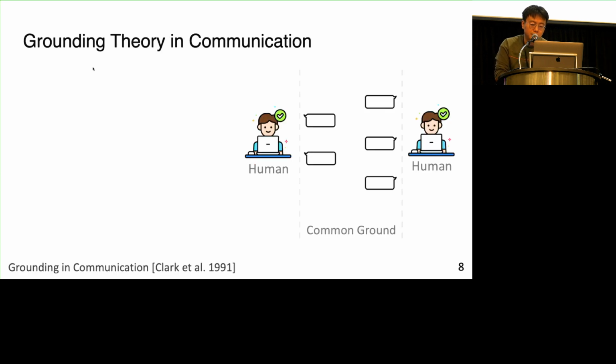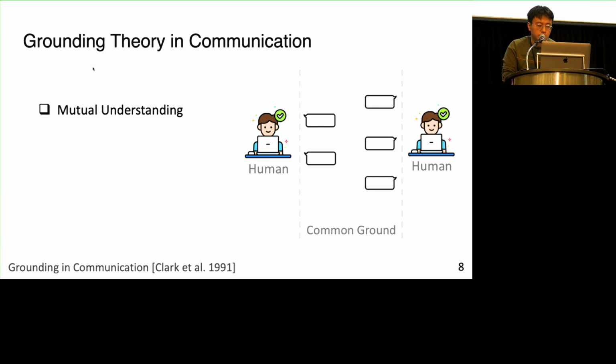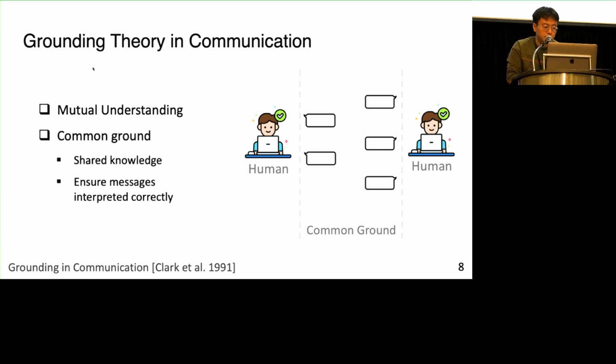To bridge this gap, we draw inspiration from grounding theory in communication. Grounding theory is a social psychology concept. It points out that during a conversation, people should establish mutual understanding through the common ground. Common ground is a set of shared knowledge, beliefs, and assumptions. They are used to ensure messages are interpreted correctly between each other.